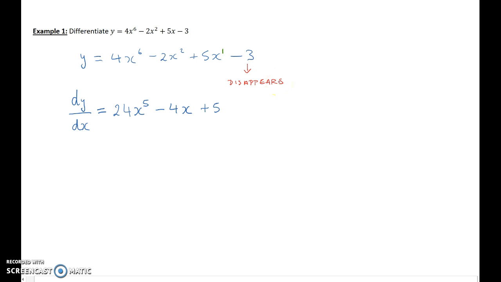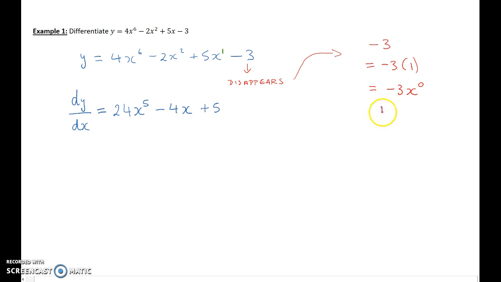Okay, so let's see why that happens. We've got negative 3. Well, negative 3 is the same as negative 3 times 1, so we're making it a little bit more complicated because the reason for this is hidden. But 1 can be written as x to the power of 0. That can be written as negative 3 times x to the power of 0.